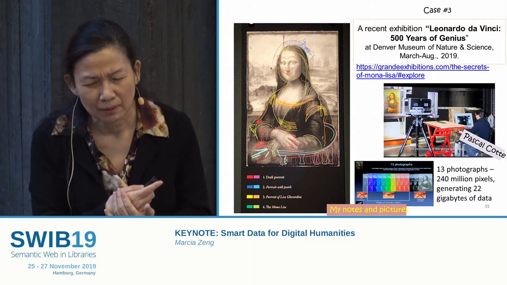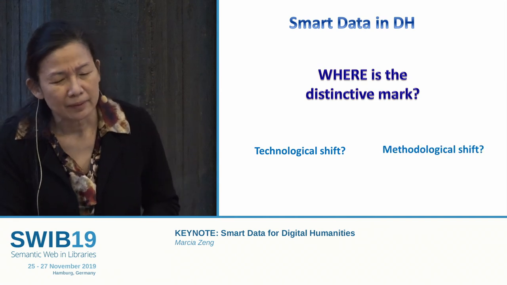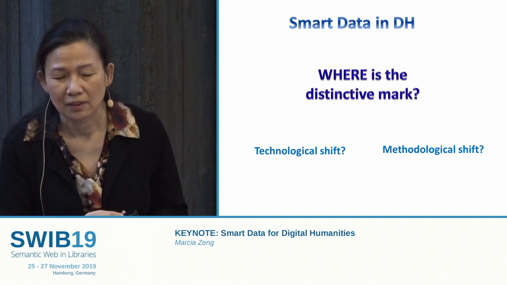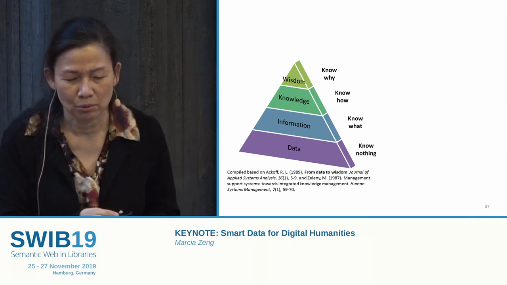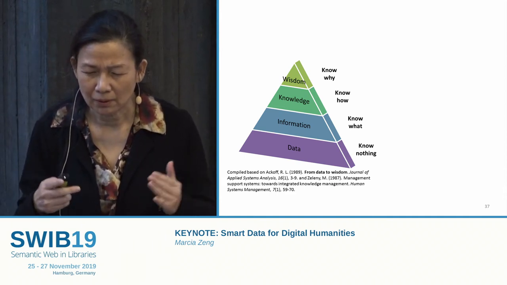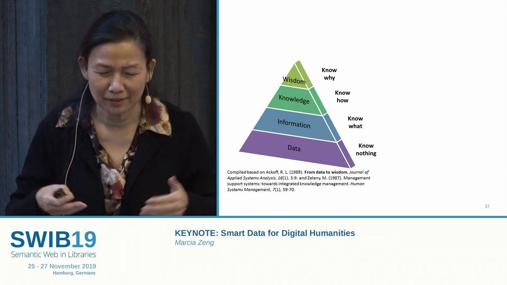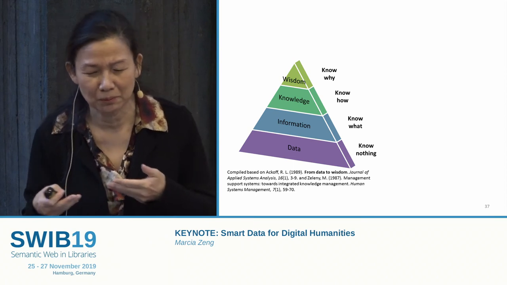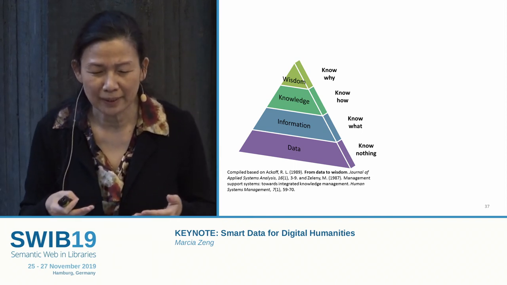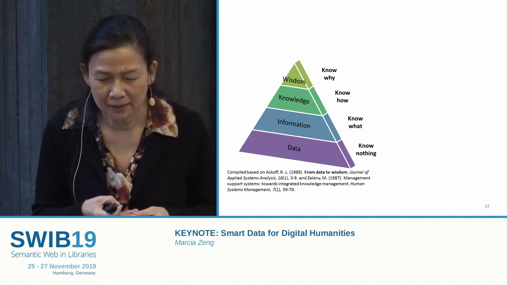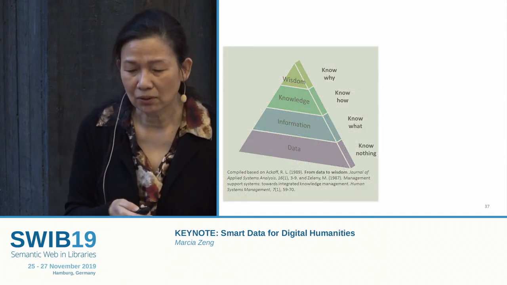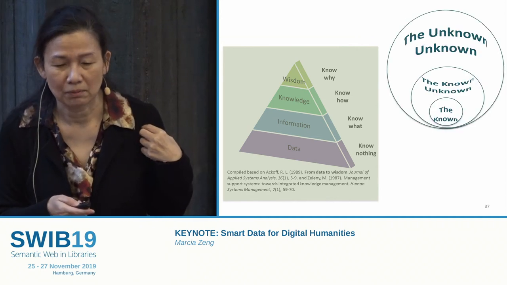So what does this mean to us? Does it mean that technology made digital humanities change, or is it just a methodology change? We go back to the long-time way we talk about it: from data we know nothing, then we make information, we know what is going on. Then you make that into knowledge, you know how, and finally wisdom is why. This is DIKW, always used. Are we still using this way? So this was another key point I want to remember.